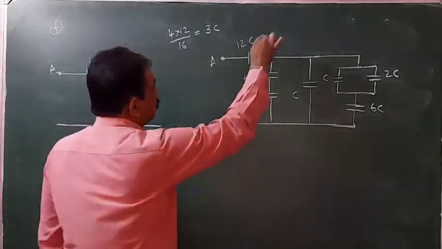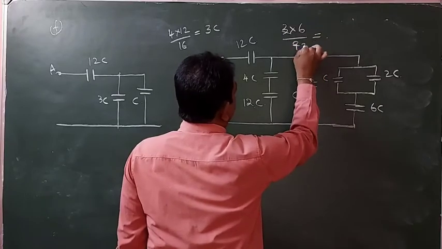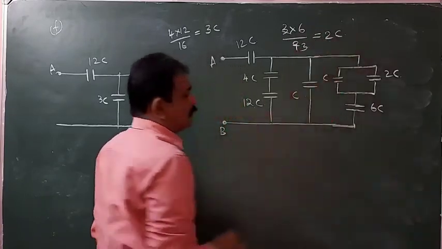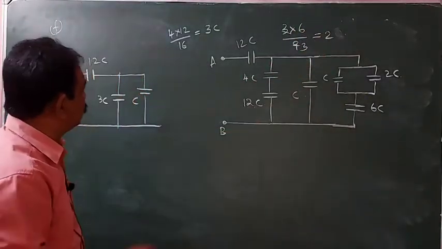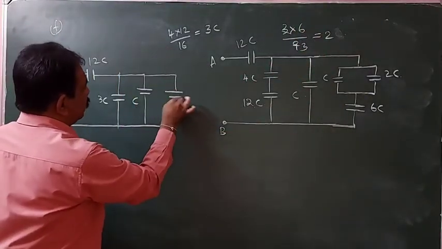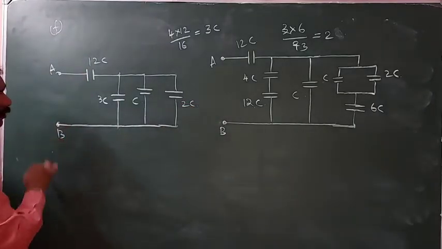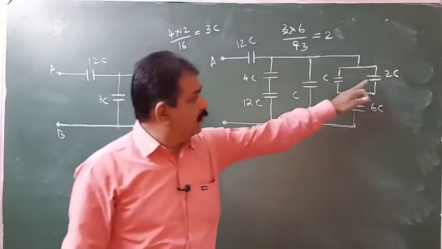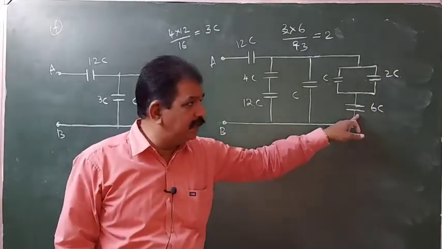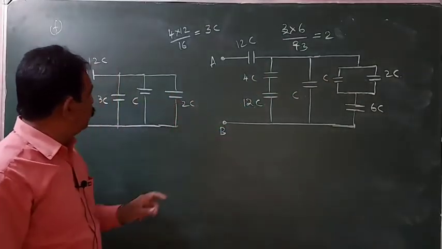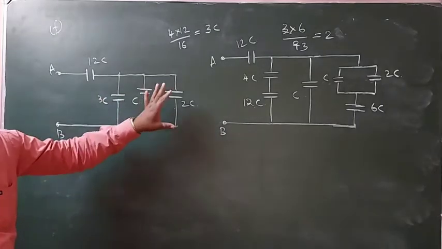So how much? 3 into 6 by 3 plus 6, 9. So this will be 2C. Means 2 will come, effective will be 2C. So this will be 2C. Here B. Understanding? These two will be 3C. 3C, 6C will be in series. So effective will be 2C. You observe these three will be in parallel.